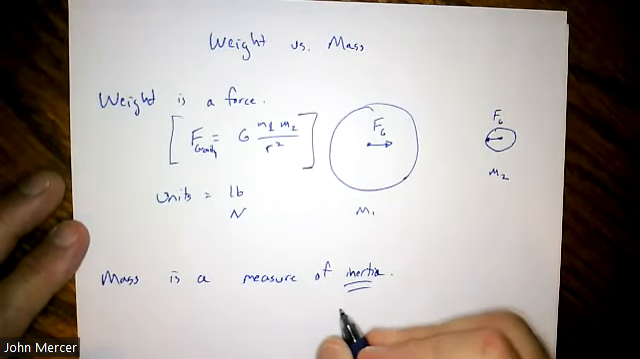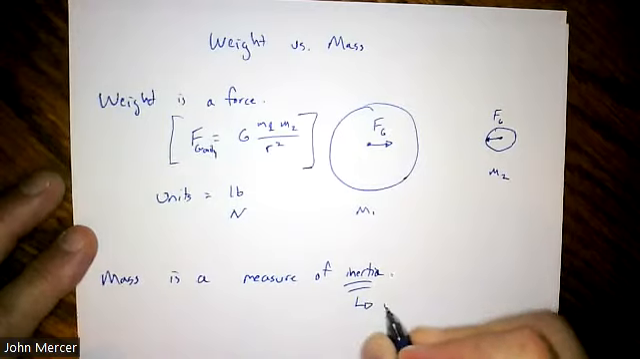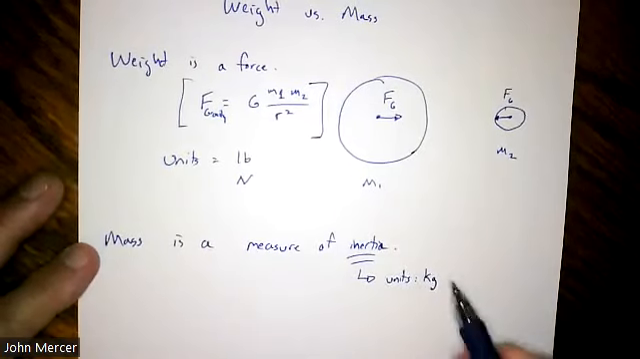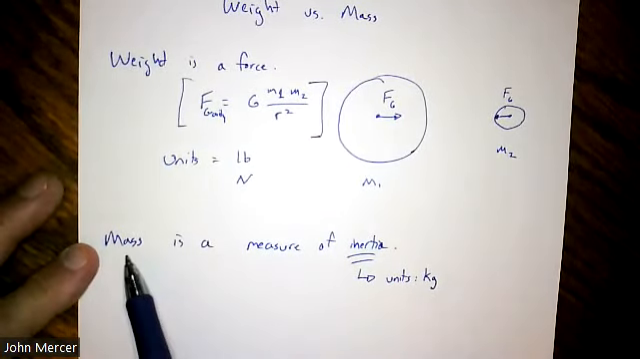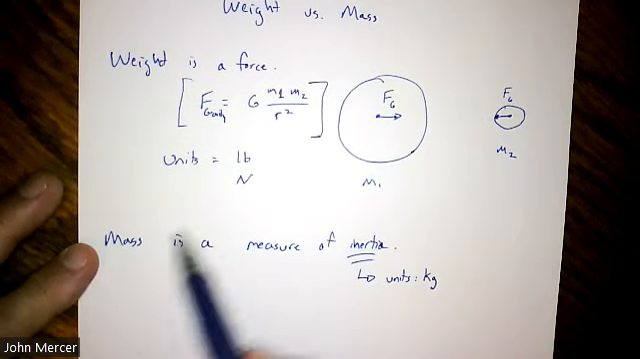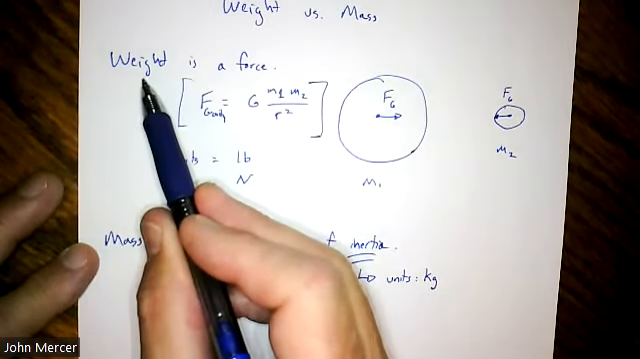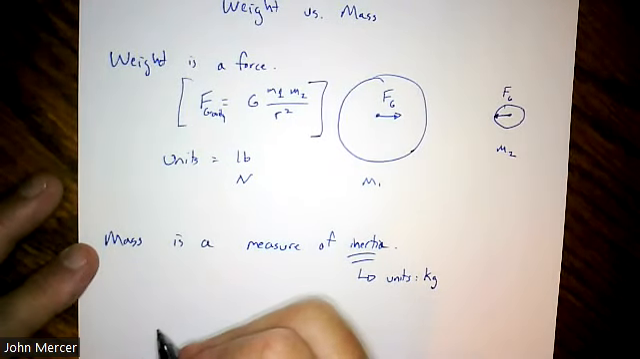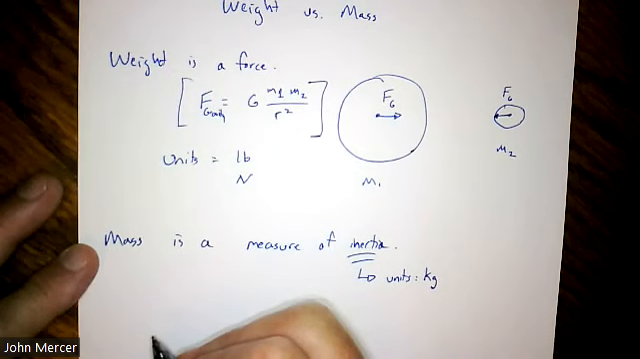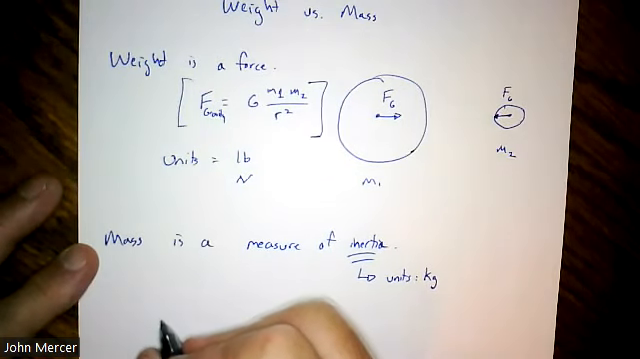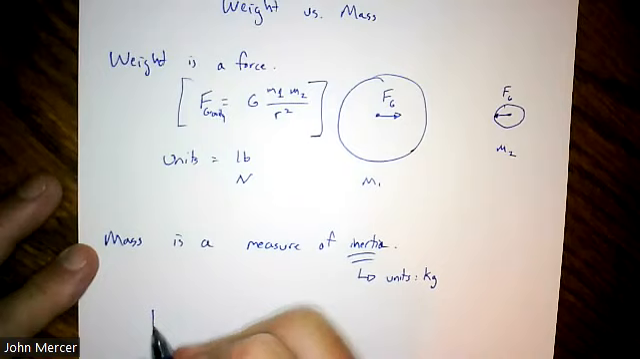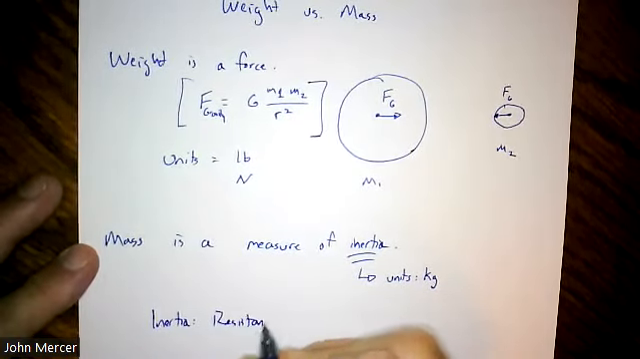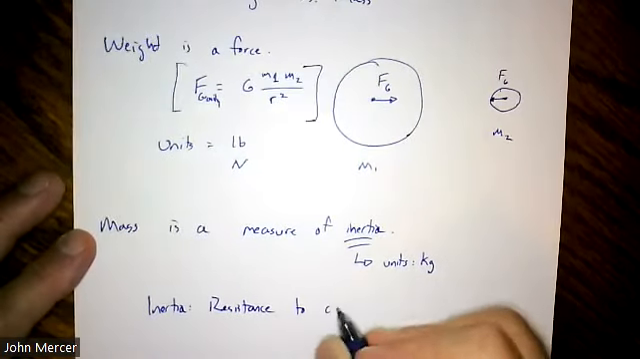Mass is a measure of inertia, and the units for inertia are kilograms. All right, so when we see kilograms, we should automatically think that we're representing mass. When we see newtons, we're representing weight as a force. All right, mass is a measure of inertia, and it represents the resistance to change motion. Inertia, resistance to change.